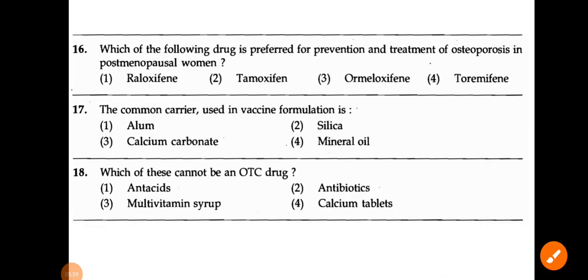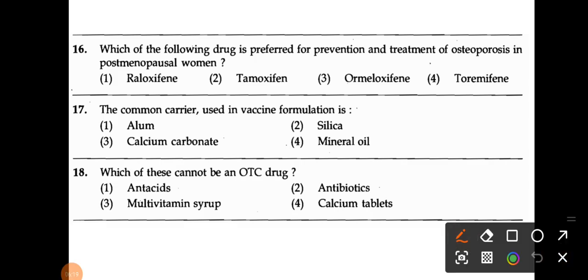So next question, 16th one. Which of the following drugs is preferred for prevention and treatment of osteoporosis in post-menopausal women? That is again a question from your pharmacology. The options are raloxifene, tamoxifen, ormeloxifene and toremifene. So the correct answer is raloxifene. Raloxifene is used in the prevention and treatment of osteoporosis in post-menopausal women.